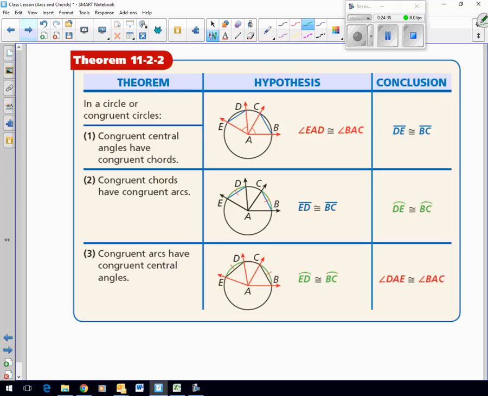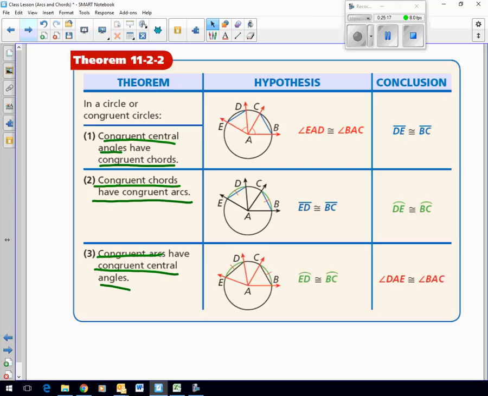Okay? Alright, let's talk about what this means. Here's what this means, guys. If you have congruent central angles, then you have congruent chords. If you have congruent chords, then you have congruent arcs. And if you have congruent arcs, then you have congruent central angles. You smell the transitive property involved, right? If A, then B; if B, then C; if C, then A. That's how we used to do that.